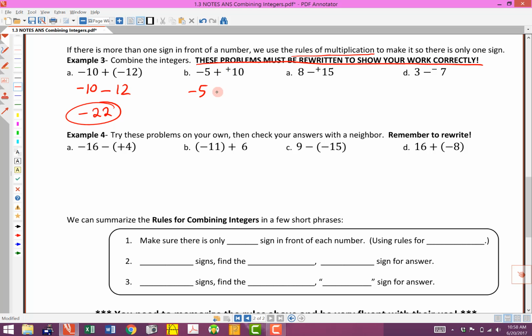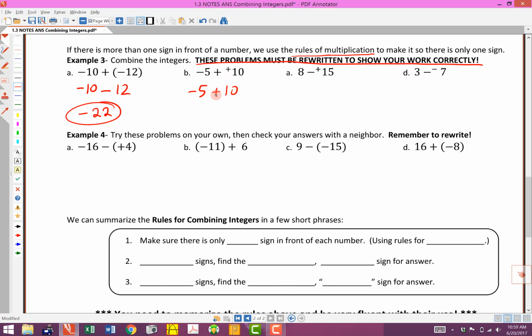Positive times a positive is a positive. So we have a 10 right there. You'll notice that this one is written smaller and up here just a little bit. Sometimes that happens. That's called superscript. It's the same as just having a regular old plus sign in front there, but we've got a positive times a positive equals a positive.